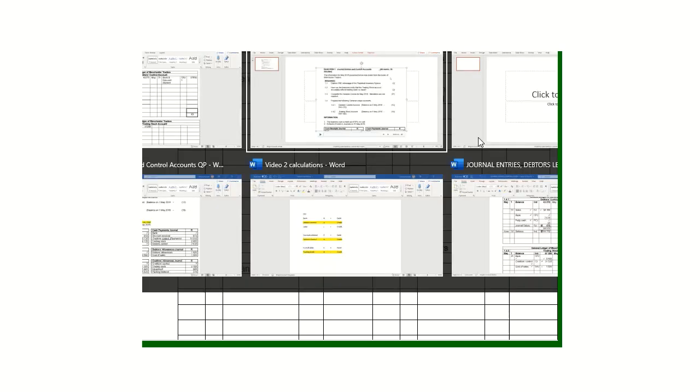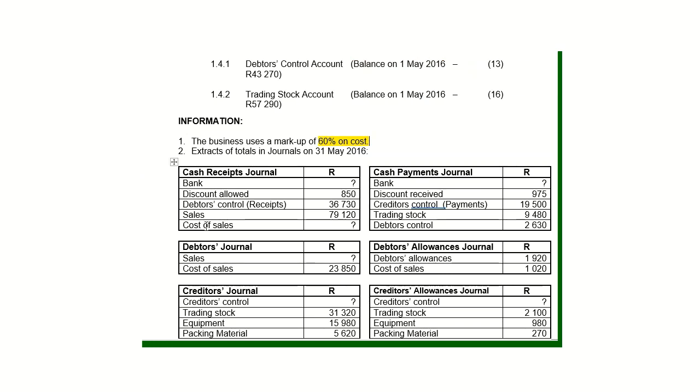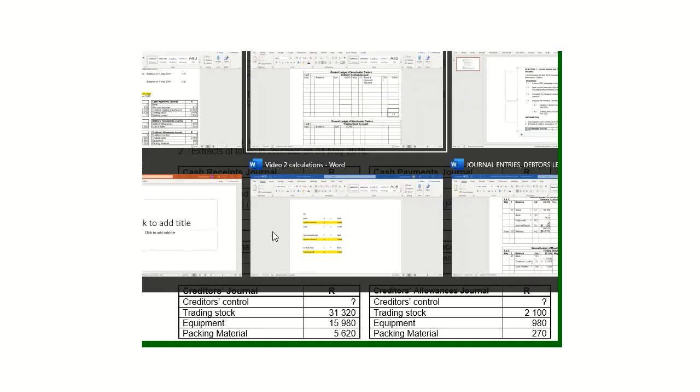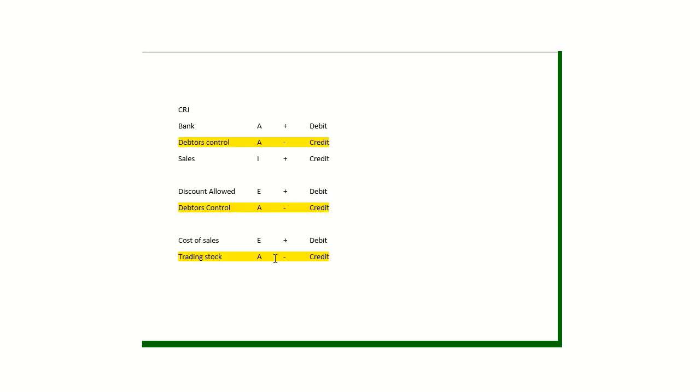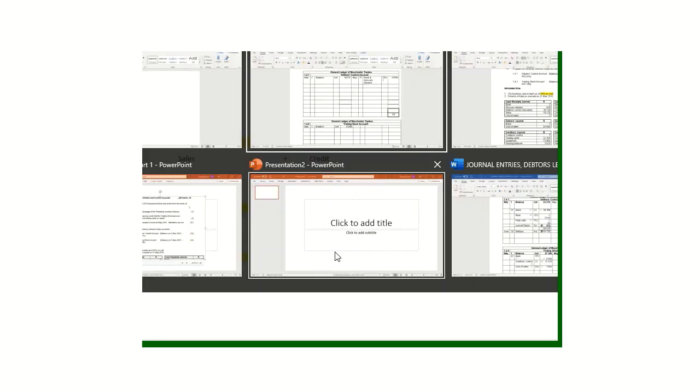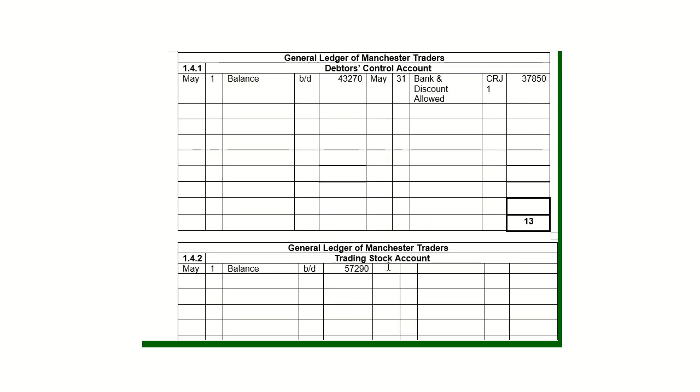Now we can look at the other entry on the CRJ, which was the cost of sales. I need that because the opposite account is trading stock, so I need to credit the trading stock. Let's just go to the trading stock account. On the credit side, May, again, it is a journal, so it's for the whole month, so it's the 31st.